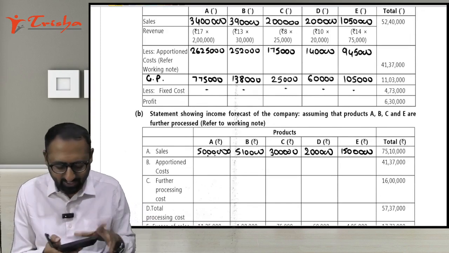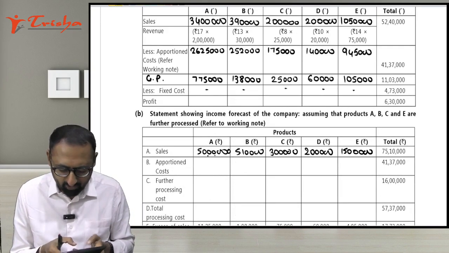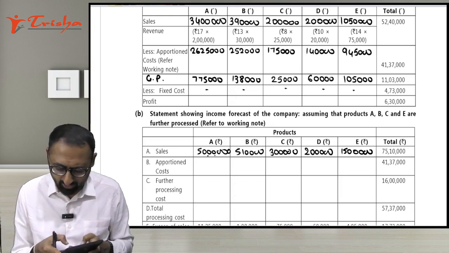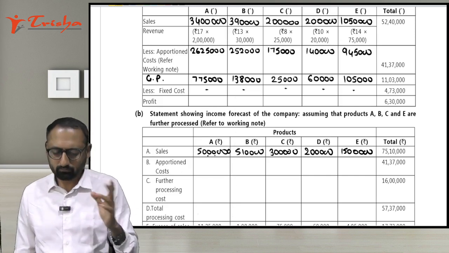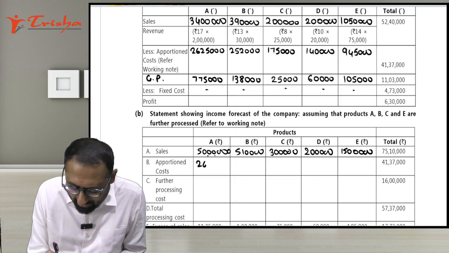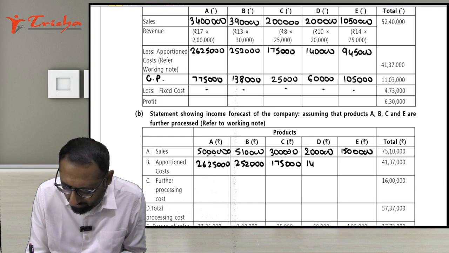You can check that 50 lakh plus 5,10,000 plus 3 lakh plus 2 lakh plus 15 lakhs. It will be 75,10,000. Joint cost. So joint cost is 26,25,000 in the first column. Second column will be 2,52,000. Third column will be 1,75,000. Next column will be 1,40,000. Last column will be 9,45,000.